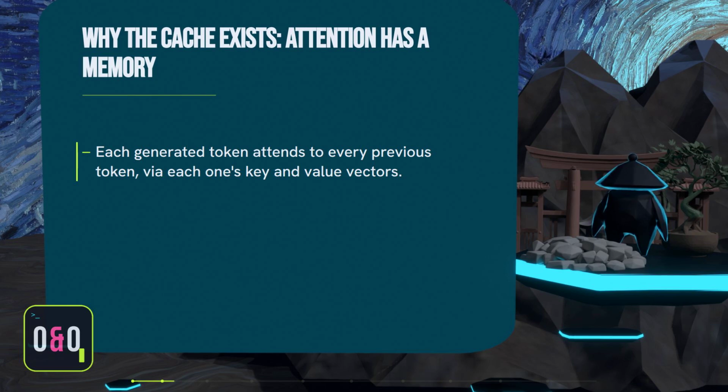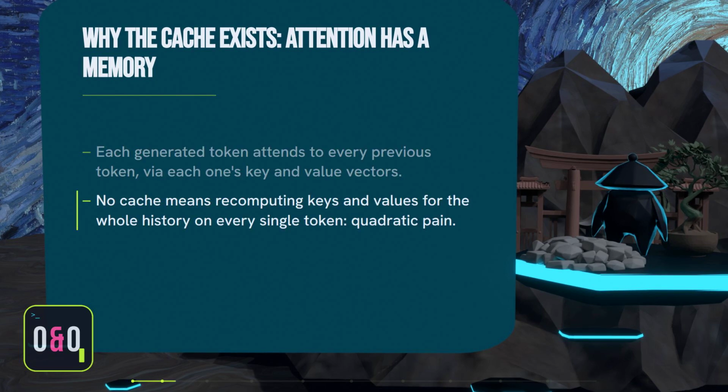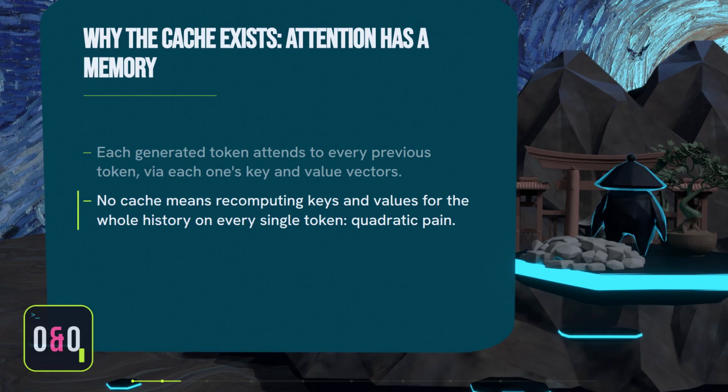Those key and value vectors do not change. The key and value for token 5 are identical whether you are generating token 6 or token 6000. Recomputing them for the entire history on every step would mean every token pays for all its predecessors. Quadratic waste for identical answers. So every serving stack does the obvious thing.